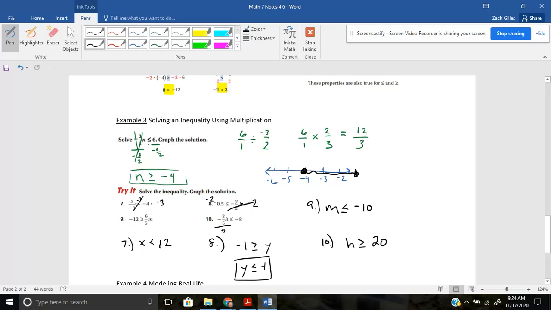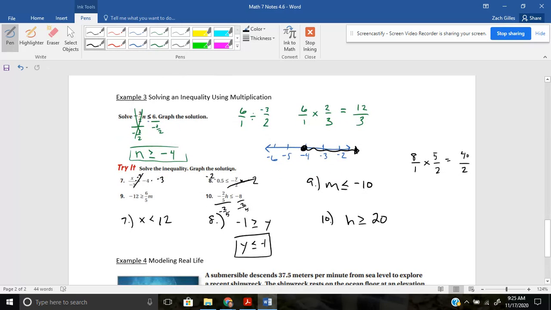Again, dividing by -2/5 on both sides is the same as multiplying by the reciprocal. So if you're wondering how I got 20, 8 times 5 is 40 over 1 times 2 is 2, and 40 divided by 2 is 20. And I flipped my inequality because I divided by a negative in the first step. And then you have to graph as well.